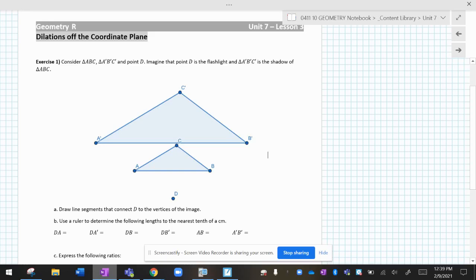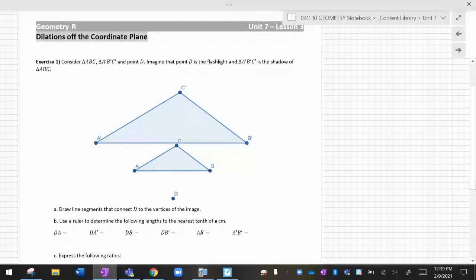Hello, geometry friends. Full disclosure, this lesson is so much better in person, but since that's not an option, we are going to do our best.